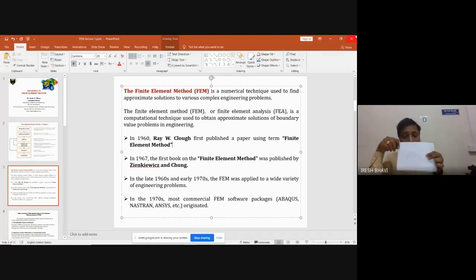So here the term finite element method means what? We are using finite number of elements, that is finite number of parts. We are dividing the body into finite number of parts, and for each part we will do the calculation separately, and later we club those calculations to get the solution for that complete body.